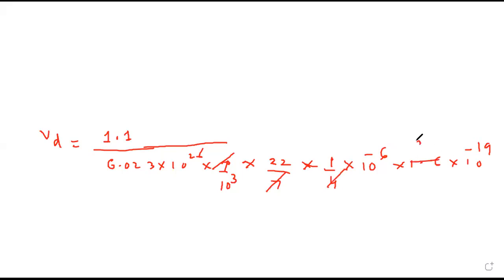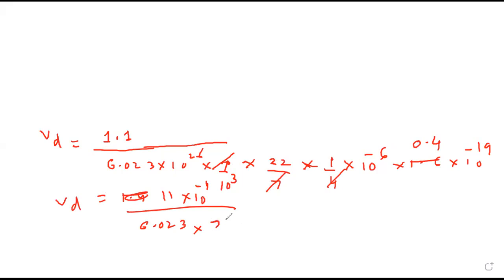4 into 0.4, so this will become 1.1. That is 11 into 10 raised to minus 1 upon 6.023 into 10 raised to 22, equal to 10 raised to 3 into 26 minus 6, which is 20, into 4 into 10 raised to minus 20. Minus 19, minus 24, minus 6, minus 26 will be 20, so this will get cancelled.